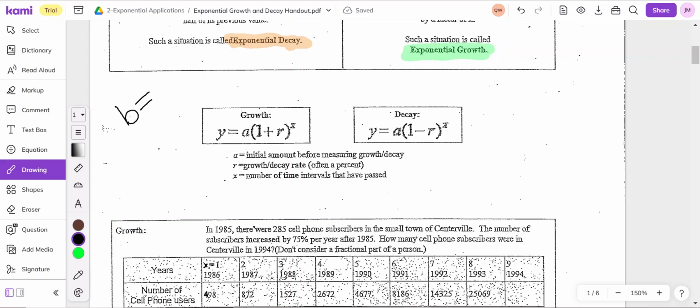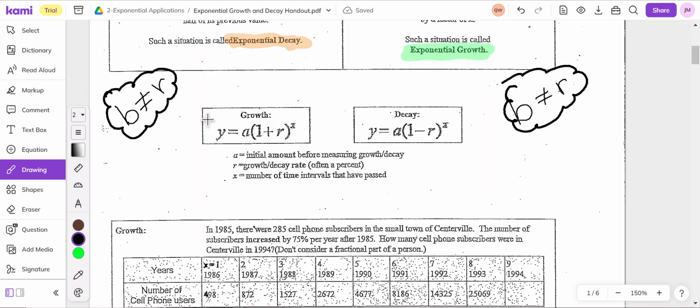B does not equal R. B does not equal R. I don't know how else to say it, except that B does not equal R. Please make sure that you wrote it down.